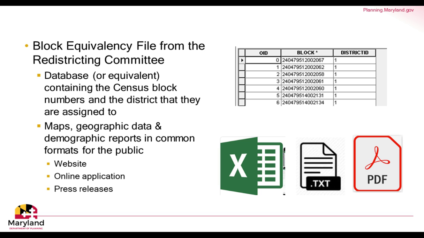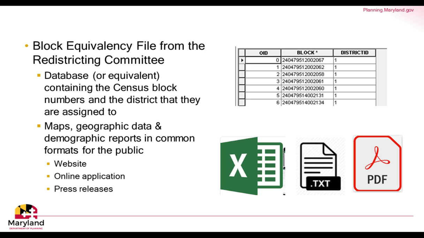And the committee provides myself and the Department of Planning and a few others with a block equivalency file to base the new plans on. The block equivalency file contains the block number for the current census and the district number that it's been assigned to. We'll use that information to create the maps and other data that we disseminate.